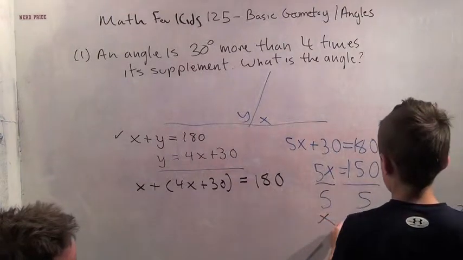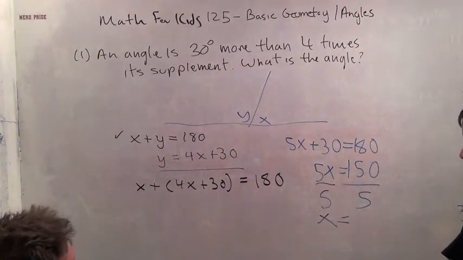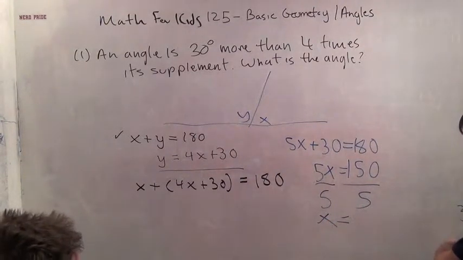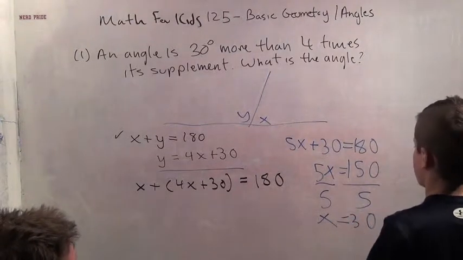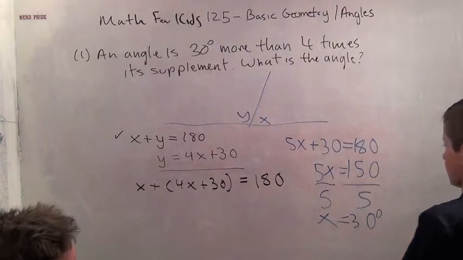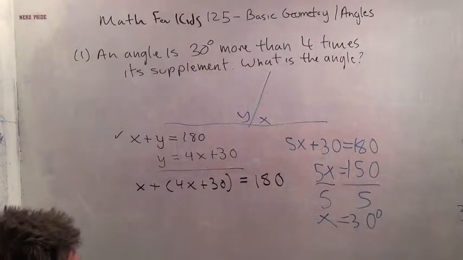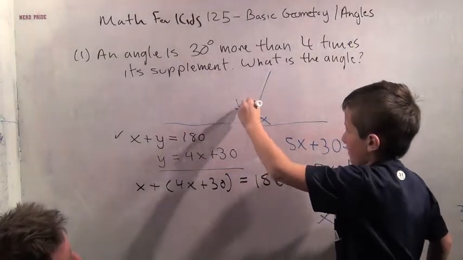So this is x. What's 150 divided by 5? It's 30. Okay. X is 30 degrees. All right. So is that our answer? 30 degrees? Now, we have to solve for y.